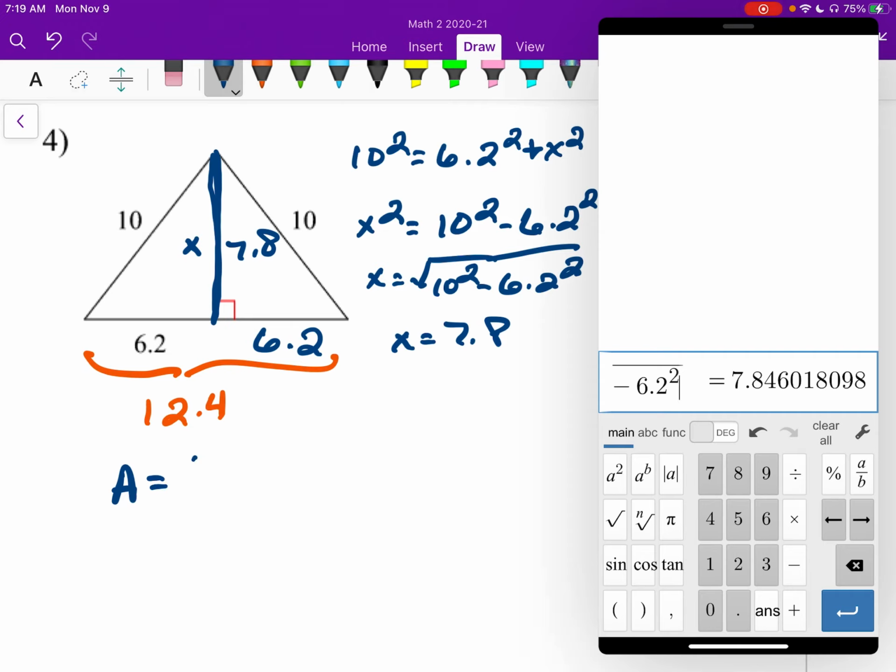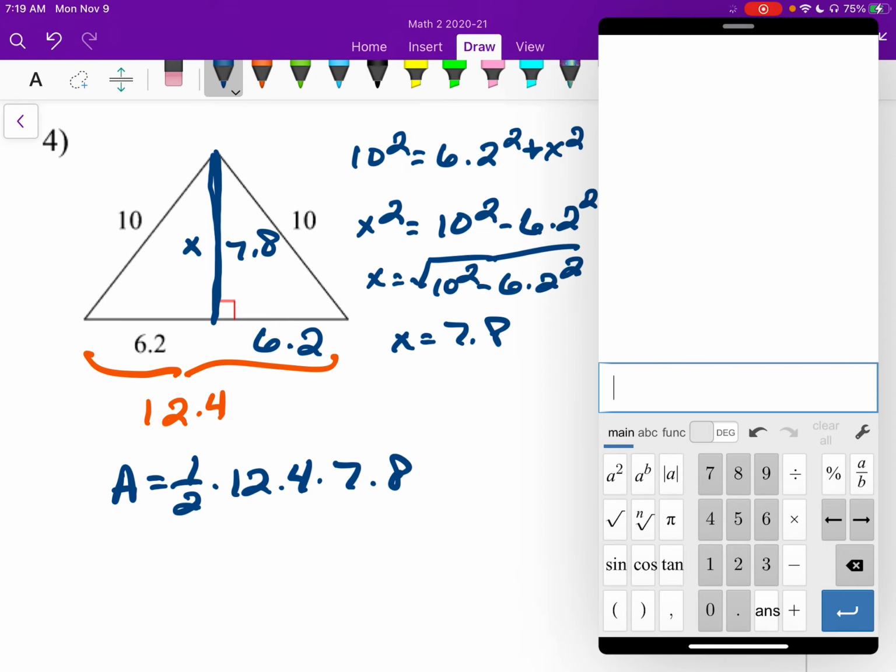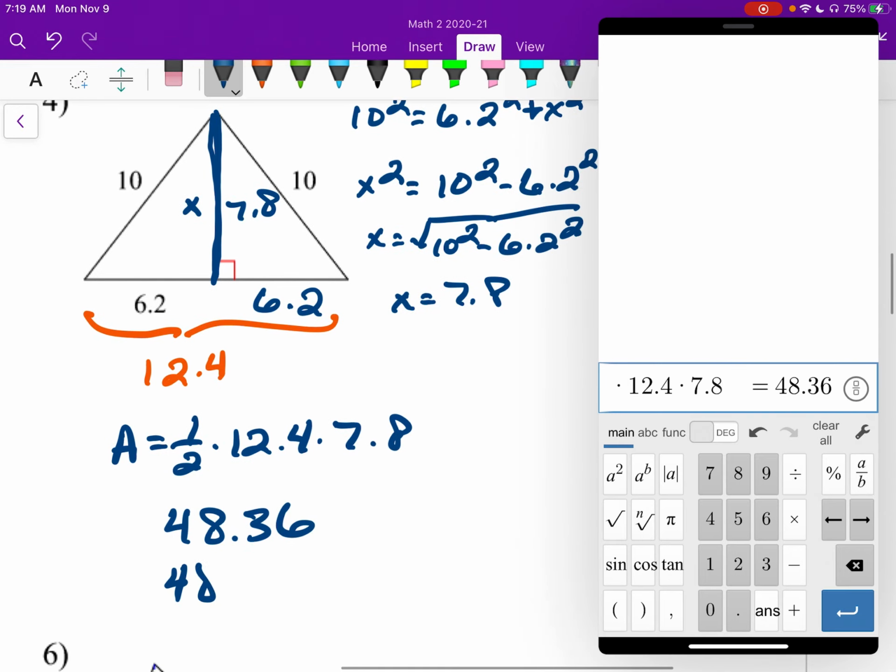So our area formula is going to be 1/2 times 12.4 times 7.8. So 0.5 times 12.4 times 7.8. So 48.36. And whenever we round to the nearest tenth, we get 48.4.